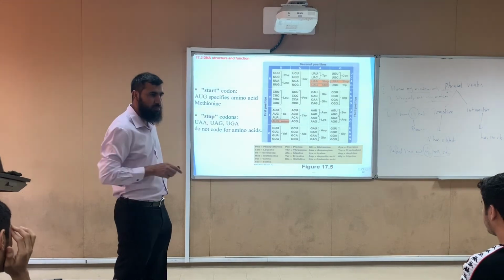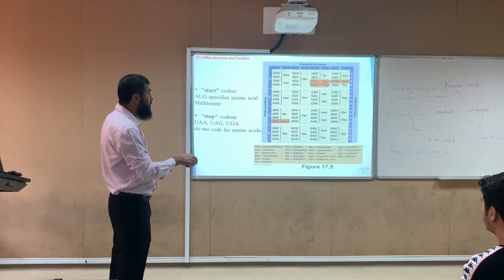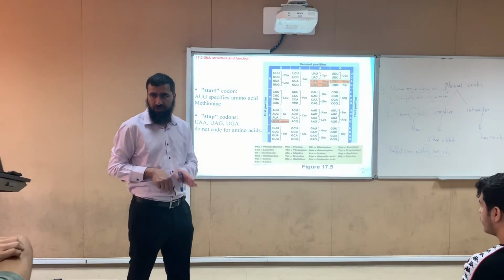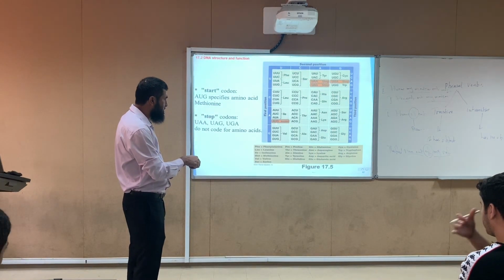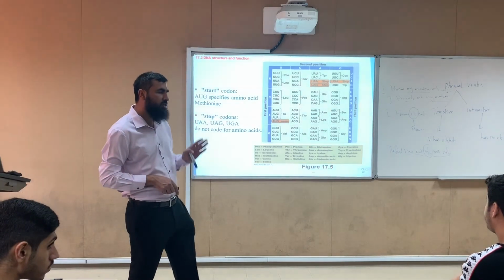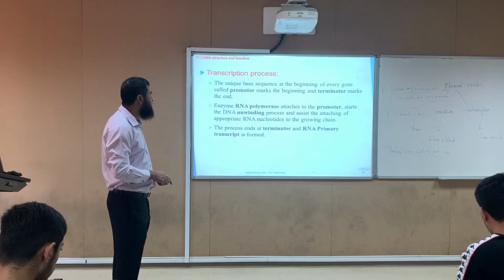Doctor, are there just three stop codons? The stop codon tells the ribosome this is the end of the protein, stop translation. And we have one start codon, methionine, AUG. It tells the ribosome this is the start of translation. All right, I think we'll leave it there.